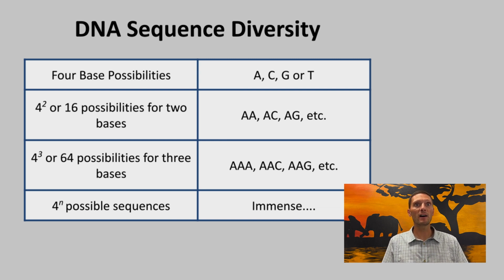And so this provides a limitless capacity to store information. If we have just one base, we have A, C, G, or T. If we have 2 bases, then we have 16 different possibilities. If we have 3 bases, 64, and so on and so on.